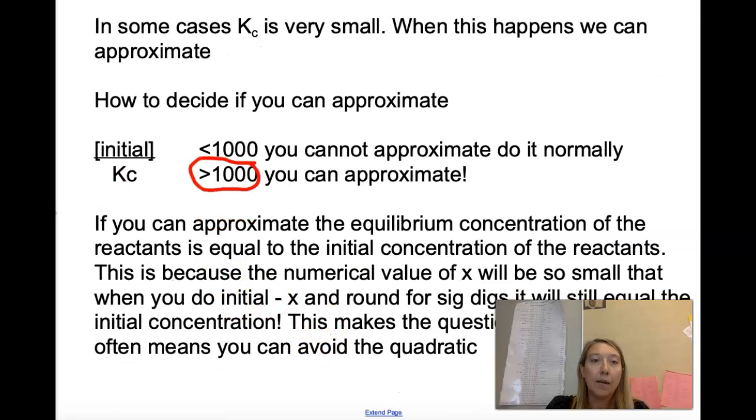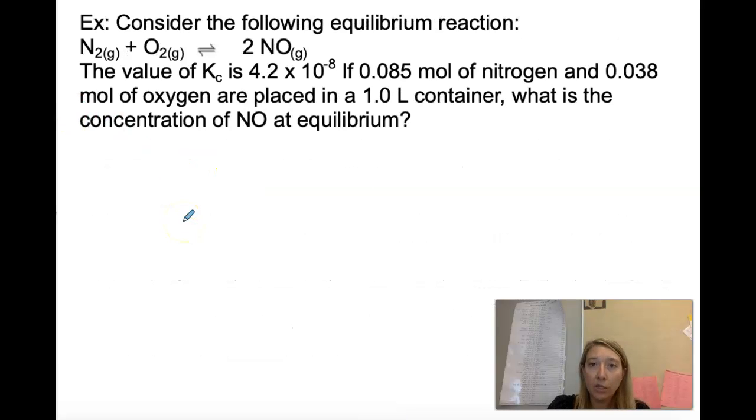So let's look at an example of how you're actually going to do this. Consider the following equilibrium reaction. We have N2 plus O2 give us 2 NO2. We're given the value of Kc. It's 4.2 times 10 to the negative 8. That is a small Kc, it's times 10 to the negative 8, so we definitely want to check for approximation.